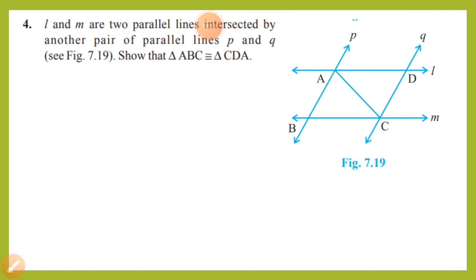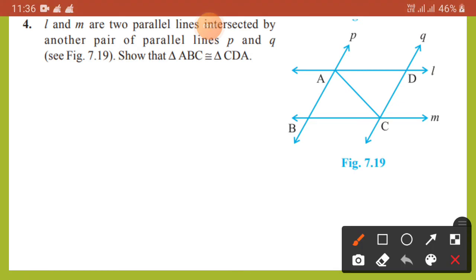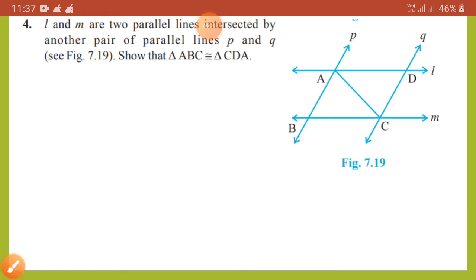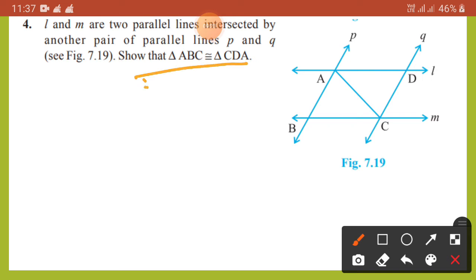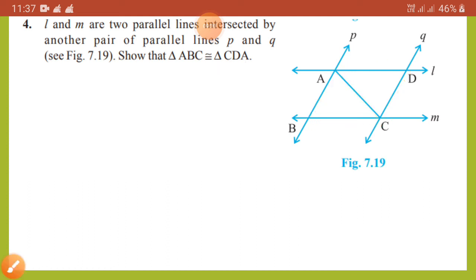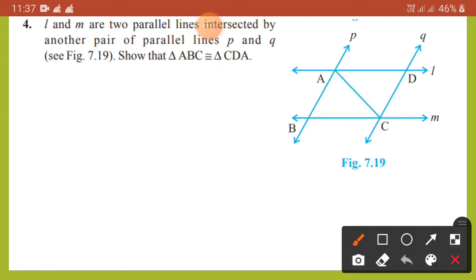Now in this question we have that l and m are two parallel lines. Here l and m are two parallel lines intersected by another pair of parallel lines, p and q, in this figure. Now we have to show that triangle ABC, this triangle, is congruent to triangle CDA, this triangle. So to prove this, in this figure ABCD is a parallelogram.